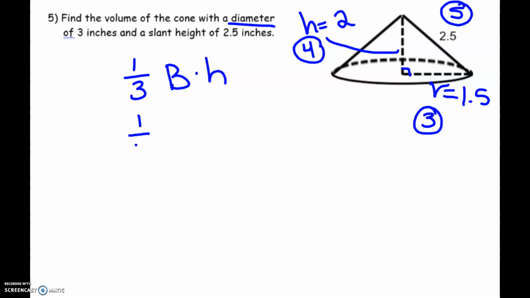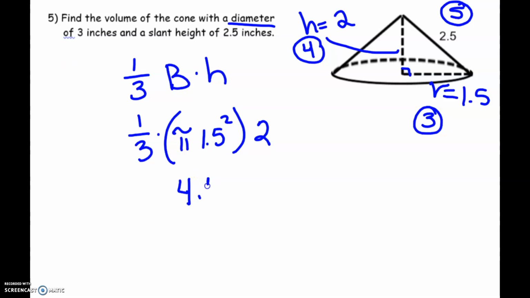So I'm going to do 1/3. My circular base will be pi times 1.5 squared, multiplied by my height, which I found to be 2. So if I multiply 1/3 times pi times 1.5 squared on my calculator and double that, we end up at 4.7 cubic inches.